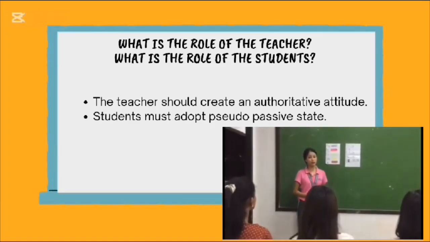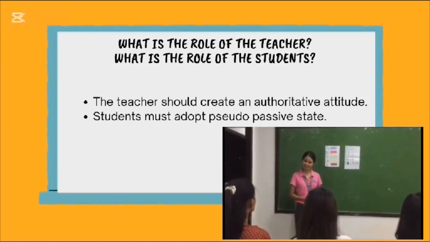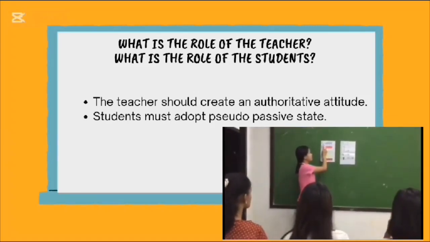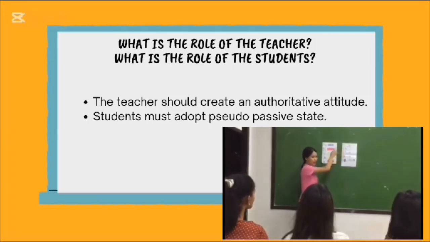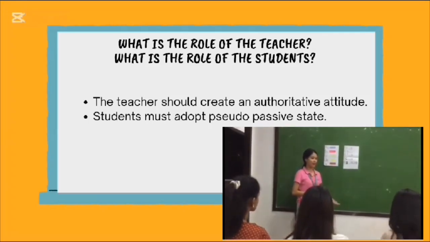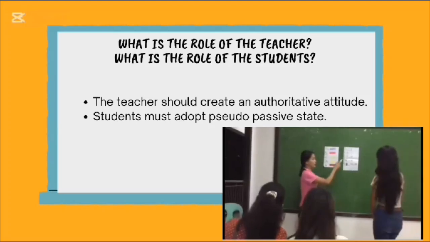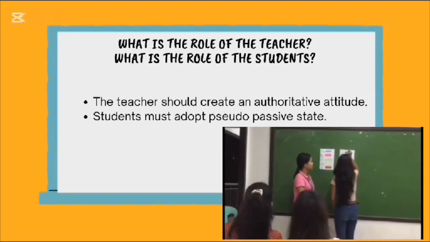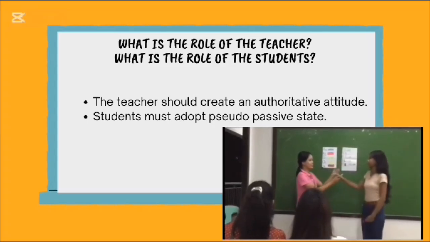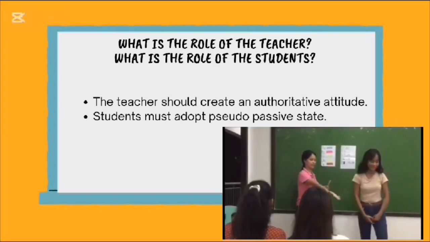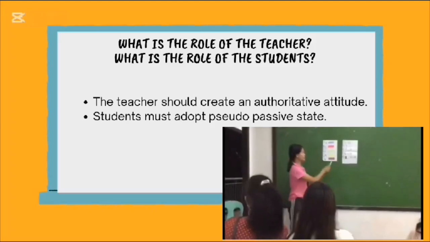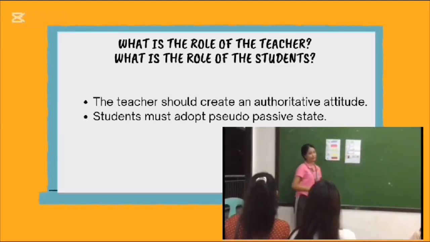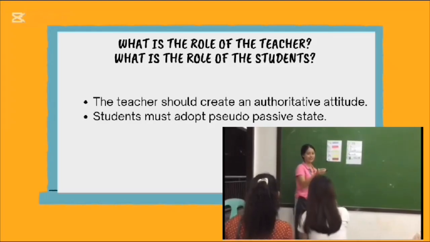In conclusion, both the silent way and Suggestopedia are innovative language teaching methods that prioritize student engagement and autonomy. The silent way emphasizes learner independence, encouraging students to discover language structures through problem solving and creativity. In contrast, Suggestopedia leverages relaxation and positive suggestion to enhance memory and learning capacity, creating a comfortable and immersive environment.